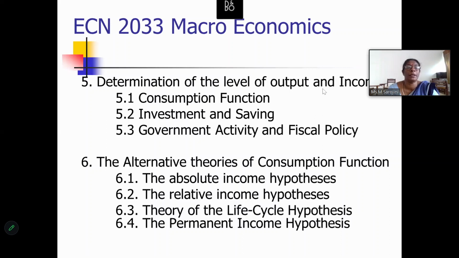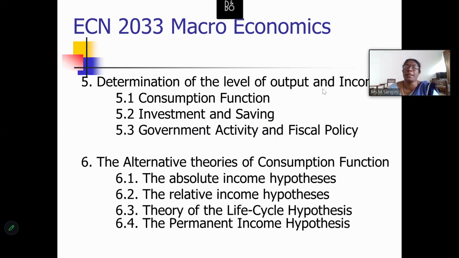Chapter 5 is determination of the level of output and income. Here, this is the Keynesian income determination, right? I think in A level you all learned. I don't know whether you remember or not. Anyhow, we will look at that one.